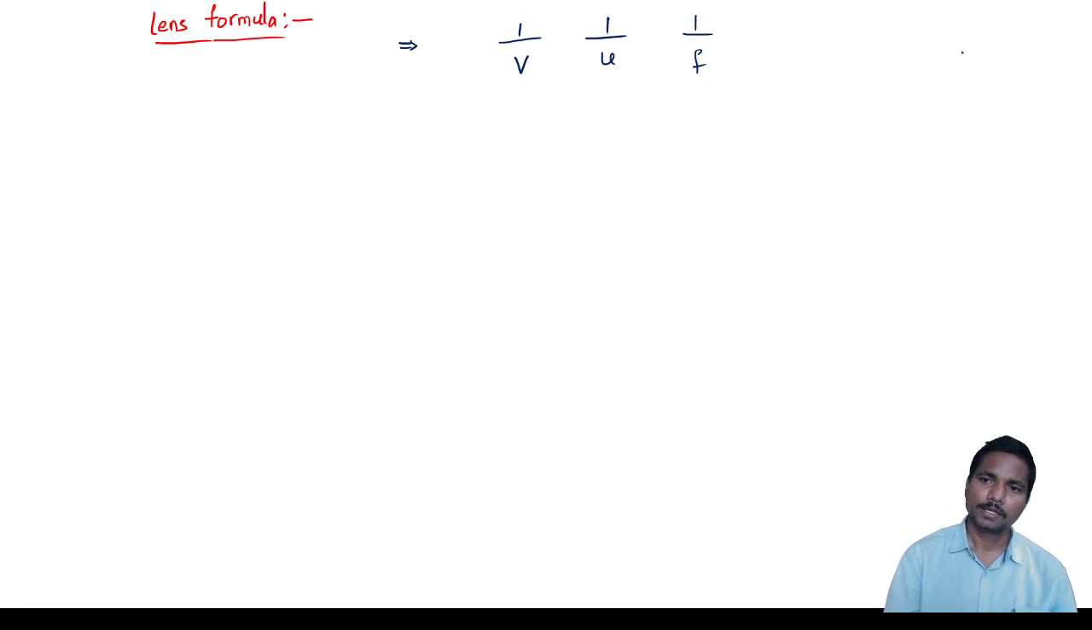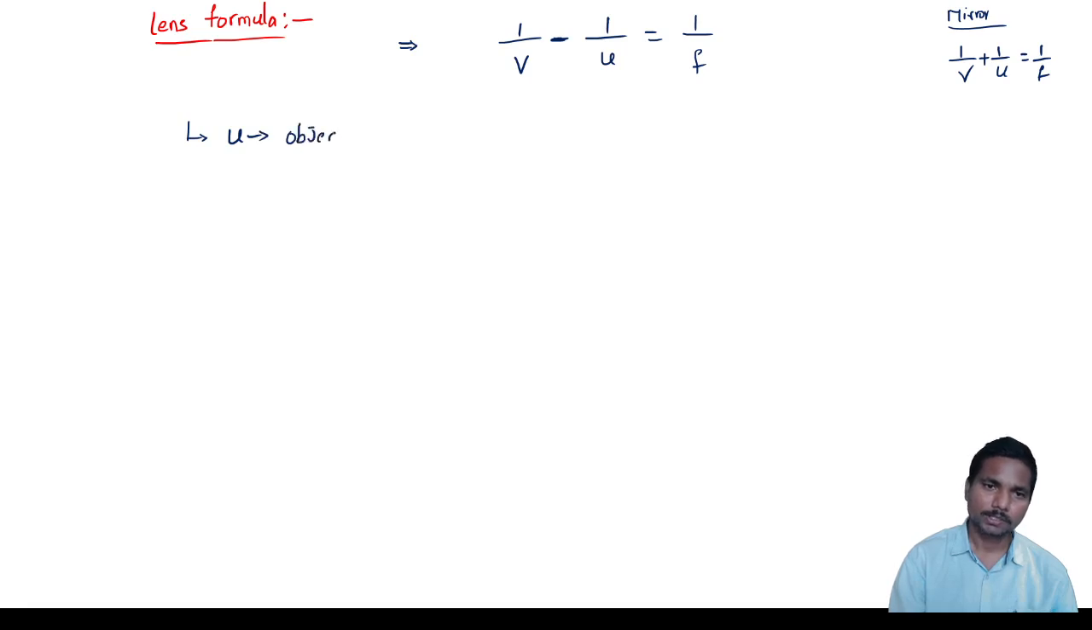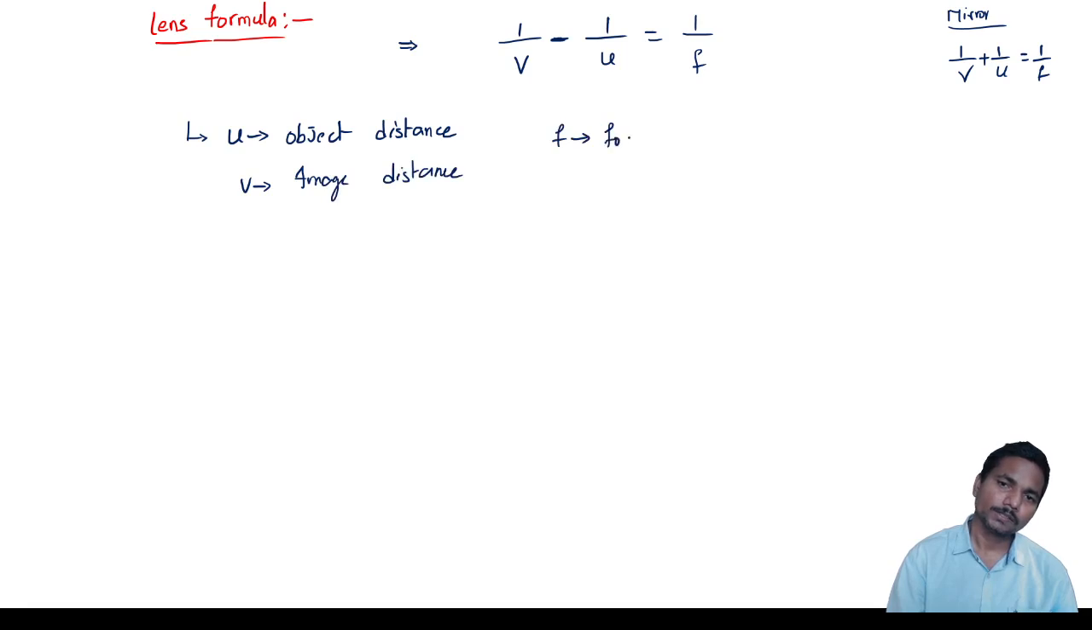If it is a mirror, we have the addition: 1 by V plus 1 by U is equal to 1 by F. If it is a lens, it is minus: 1 by V minus 1 by U is equal to 1 by F. You know very well about U, V and F. Same as in the mirror formula, U is the object distance, V is the image distance, F is the focal length.